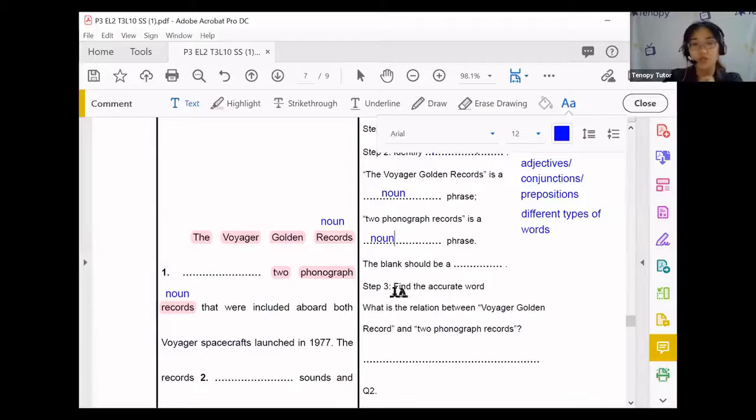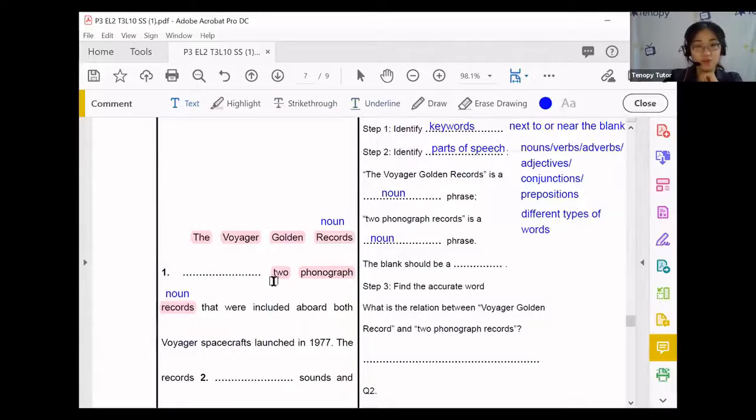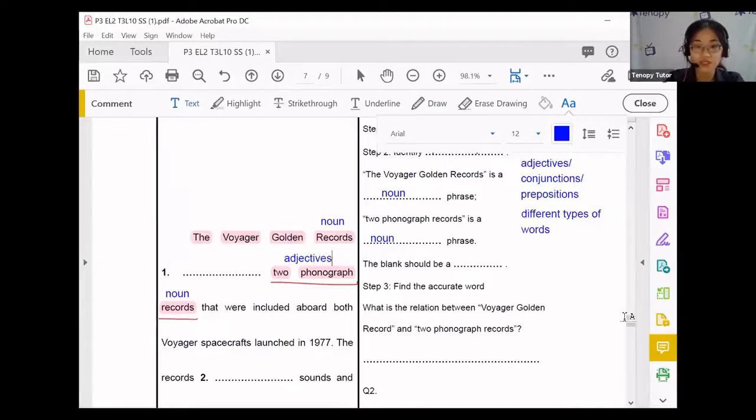Now I have one question. What do you think two and phonograph are? What type of words are they? We have a noun here, records, but what kind of records? We have two phonograph records. Together this is a noun phrase. These two words, two and phonograph, are adjectives because they describe the records.